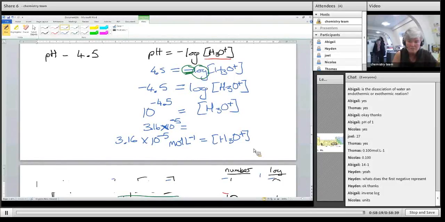Okay, and you do that for, you know, given any pH. You could work out the hydronium ion concentration by doing the inverse log. So first transfer across the negative and then do the 10 to the.